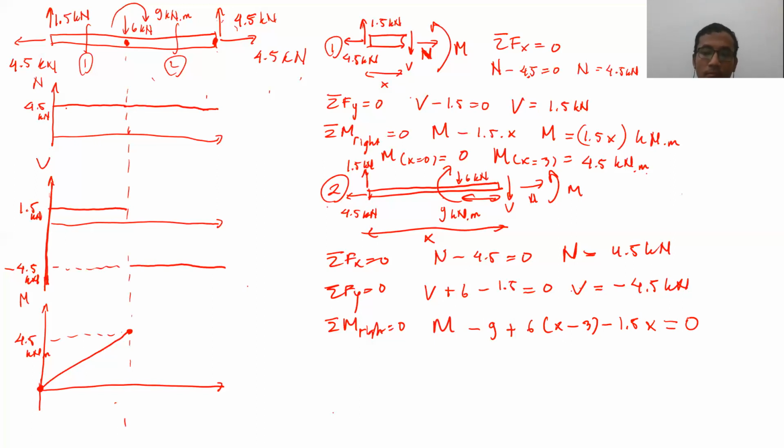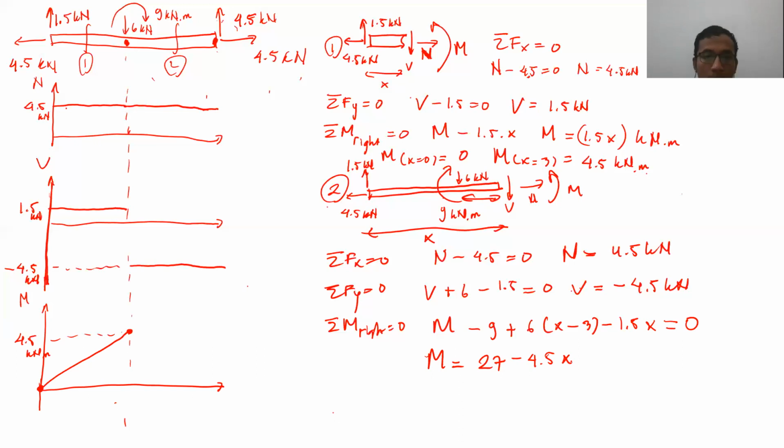Okay, then I will get the value of M. Okay, the value of M is supposed to be 27 here. Okay, then minus 6x plus 1.5x, so it's supposed to be minus 4.5x. Like that.